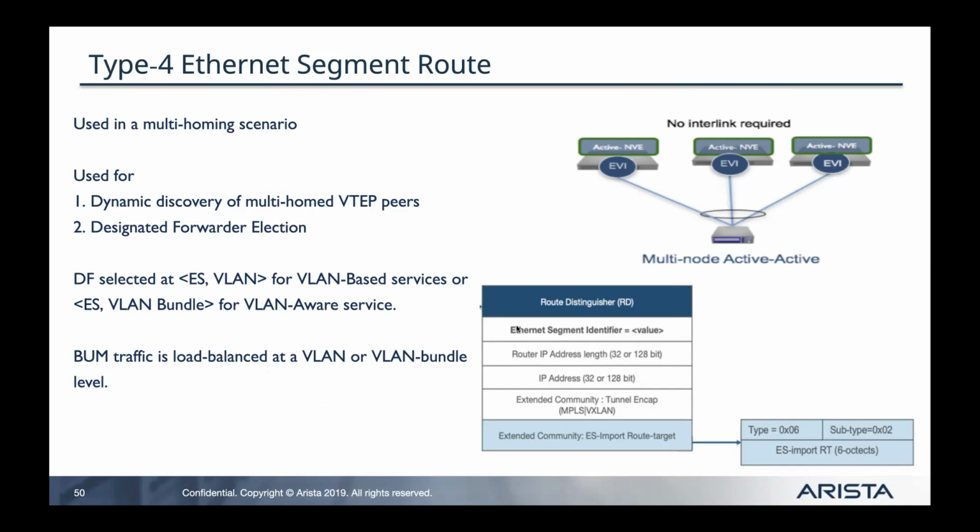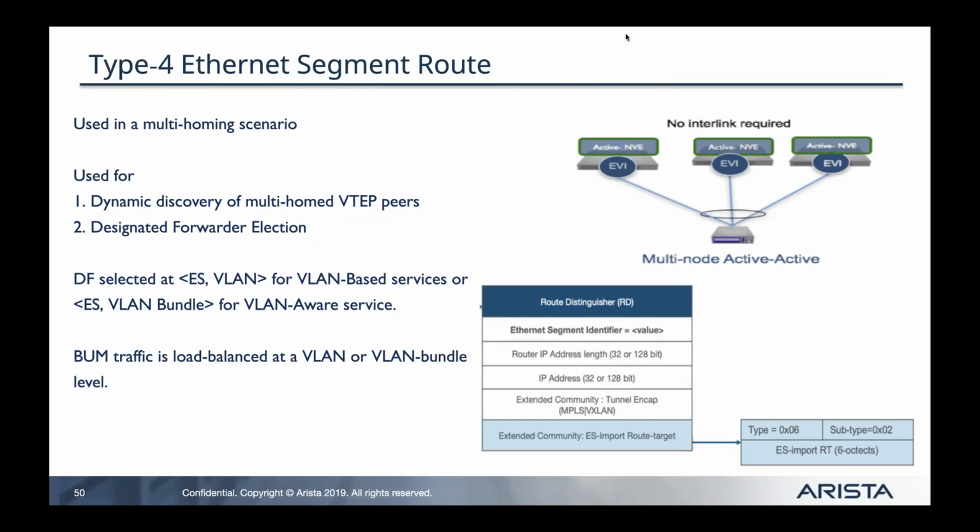I'll show you the capture outputs for type 1 and type 4. But before that, I also want to cover designated forwarder election. So one purpose is the dynamic discovery of multihoming peers, so each VTAP knows what its peers are and can populate and share MAC addresses. Another is designated forwarder election. What does that mean? Do you remember the designated forwarder in the case of multicast?